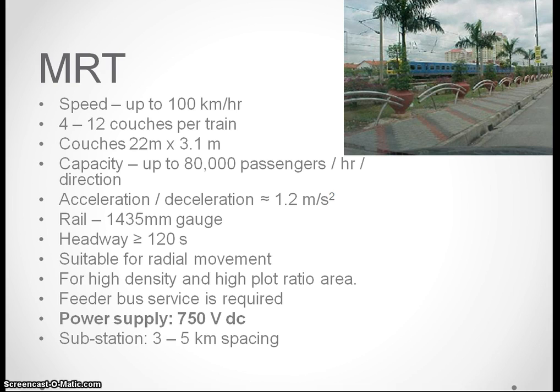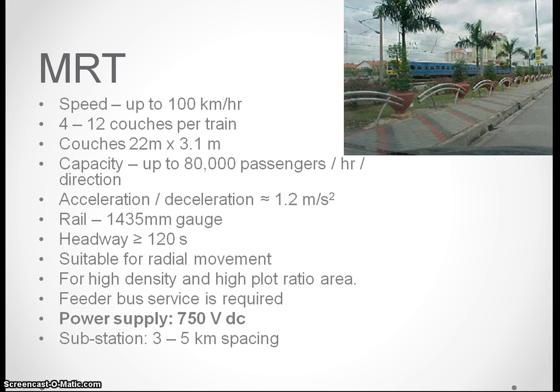And then because of the bigger capacity, it is suitable for radial movement from suburban to the city center, and suitable for high density and high plot ratio area. High density means residential area which consists of more than 300 people per acre, and high plot ratio is usually more than 5. That means the floor area is 5 times of the land area.